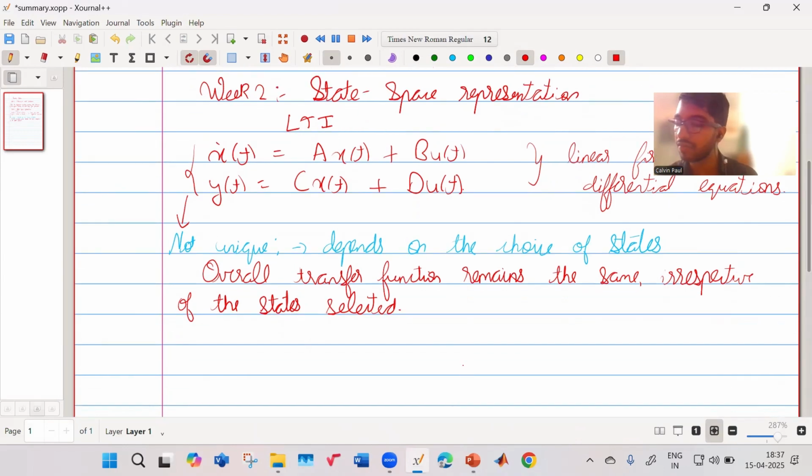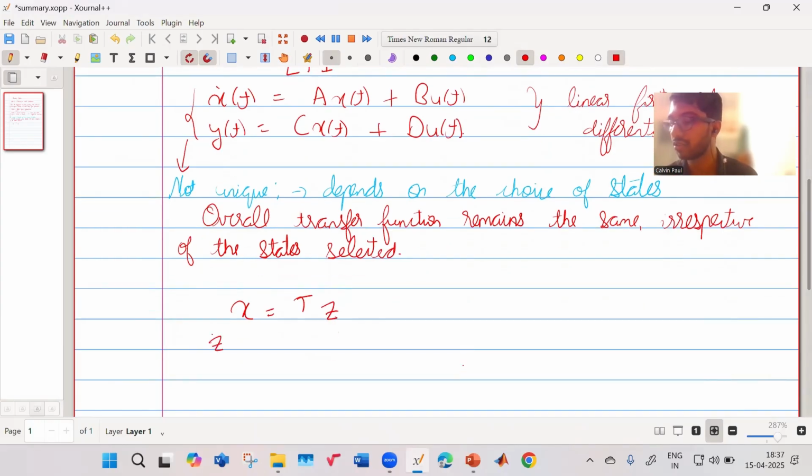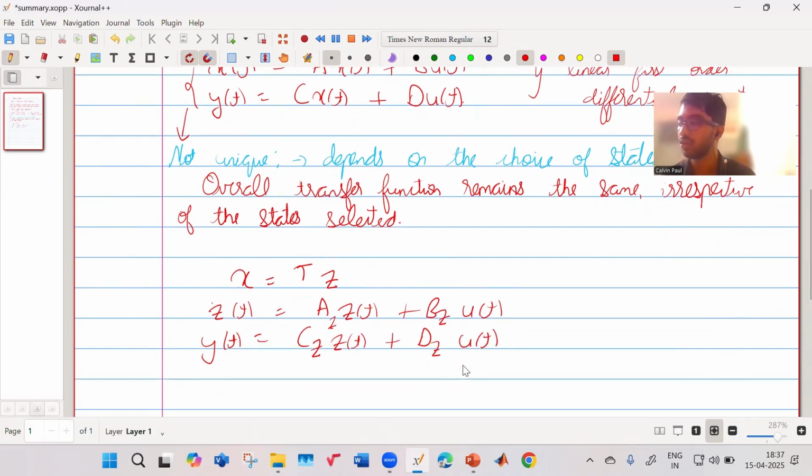And now let us say we have x and we have to convert it using a transformation matrix T to z. Okay, so then we will have z dot of t is A_z z of t plus B_z u of t, y of t is C_z z of t plus D_z u of t. So how do we get this?